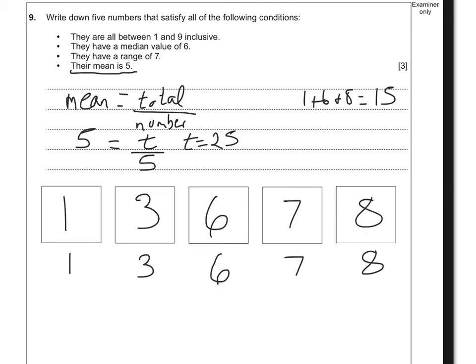They are between and including the numbers 1 and 9. They have a middle value of 6, they have a range of 7, and their mean is 5. 25 divided by 5 gives me 5. Now in the question it didn't say 5 different numbers, so you could have also written, as I mentioned, 1, 2, 6, 8 and 8 would have also been a viable solution here.